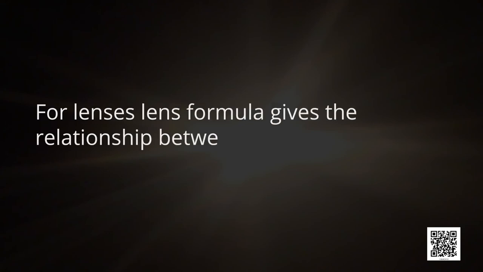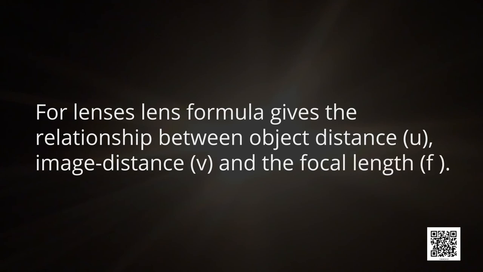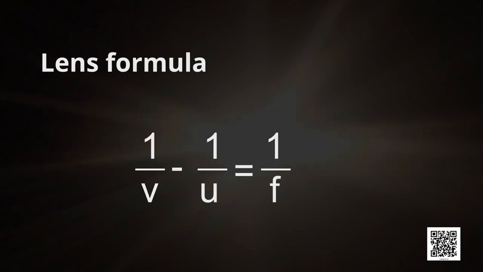For lenses, the lens formula gives the relationship between object distance u, image distance v and the focal length small f. It is 1 by v minus 1 by u is equal to 1 by f.